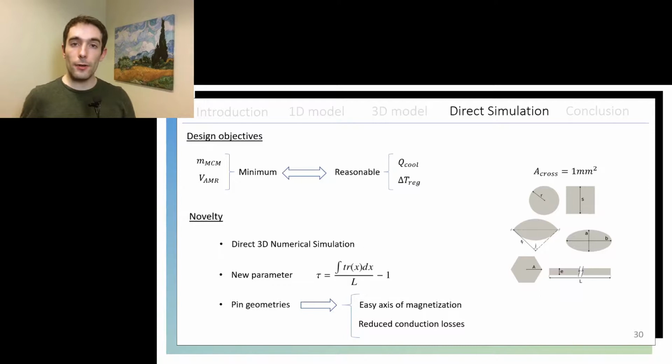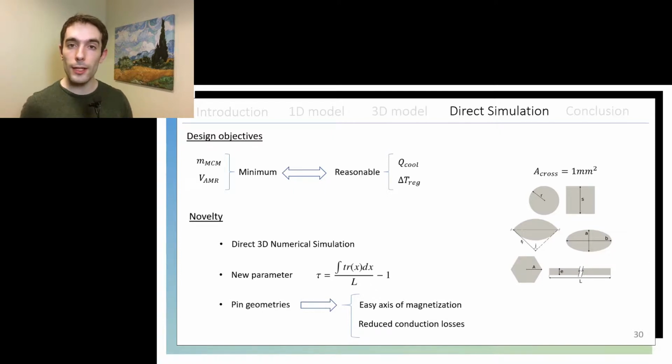So the design objective of the geometry of these magnetic regenerators can be summarized by the trade-off you see on the upper side of this slide. We would like to use the minimum amount of magnetocaloric material at the smallest possible volume to be magnetized. However, we would like to extract the maximum cooling power we can at a reasonable temperature span. So I decided to simulate the operation of regenerators made out of pins with the cross-sections you see on the right side of this slide. So the novelty of this study would be centered in using a three-dimensional direct numerical simulation for the simulation of the magnetic regenerator. And I consider a new parameter that has been mostly ignored in the literature, that would be the tortuosity of the fluid flow.